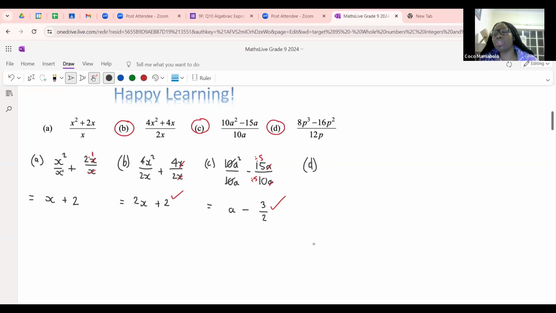If I do D, I'm going to run into the same problem that I had in C. Well, Kali, technically it is correct. You're not wrong because 3 over 2 is 1.5. Okay, over here I'm going to get 8p cubed over 12p minus 16p squared over 12p. We're going to run into the same problem, guys, in that 8 does not divide into 12 and 12 does not divide into 8. So we need to find a highest common factor. Who's got a highest common factor for me?